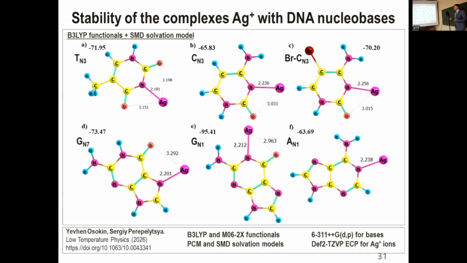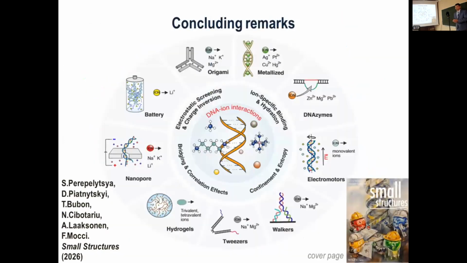So we started to study the system. These are some preliminary results which we just received for DNA nucleotides and argentum ions, and these results will be described in detail by our colleague Yevgen Osokin. It will be on the side. So in the end, I would like to finish with such a scheme.